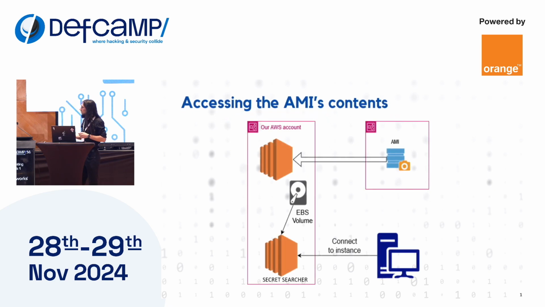And here we have an instance that's already working. We call it the secret searcher instance. That's in the bottom part. Essentially, this was an instance that we were able to connect to. It was configured and working for us to work with it. And then we just started a new EC2 instance based on the target AMI. And once the instance was running, we just detached the volume and reattached it to the secret searcher instance.